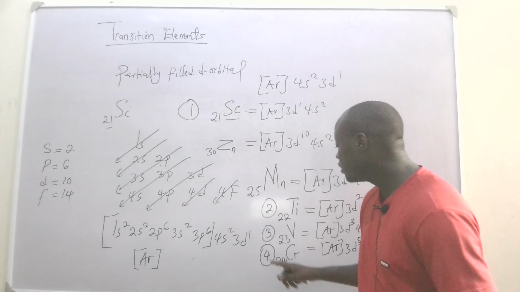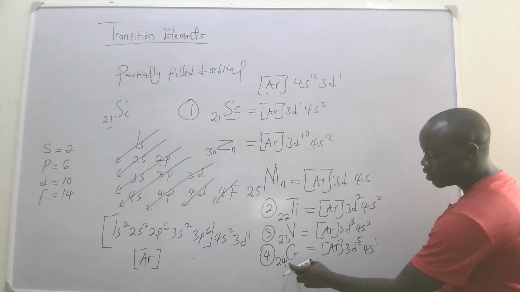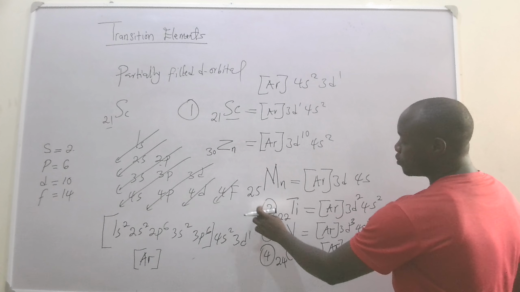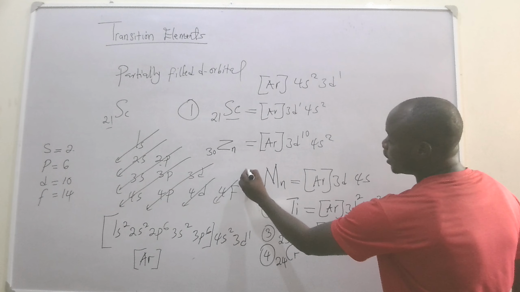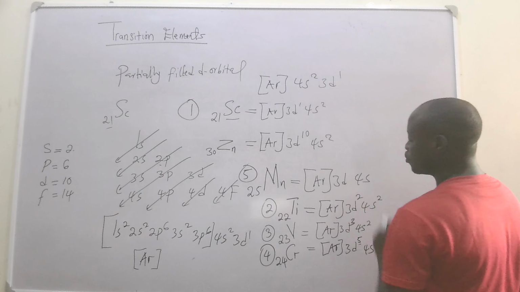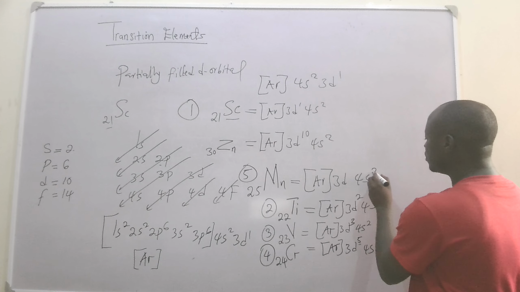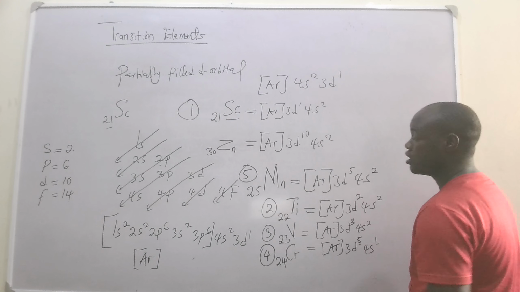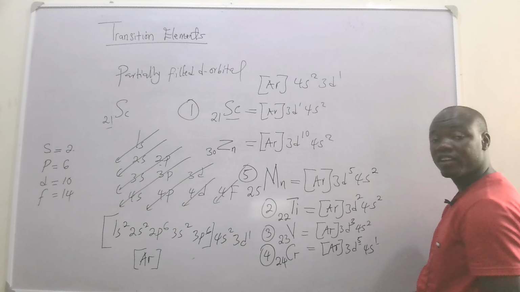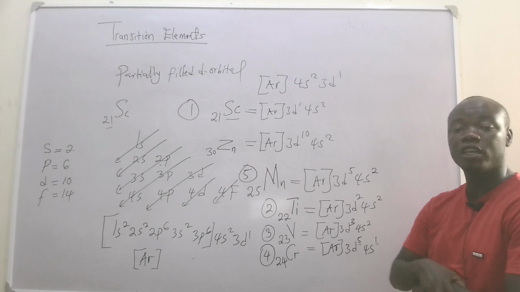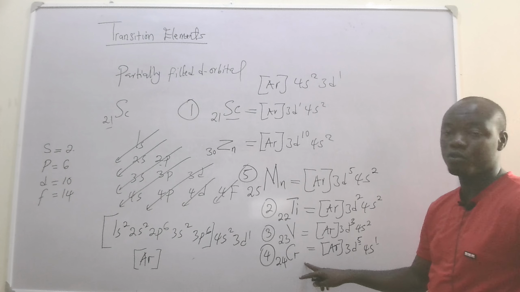So after chromium, then the next element, so we have 1 there, we have 2 here, we have 3, we have 4, and then this is number 5, sorry, manganese. So manganese has 25, so here we are adding 2, and then here we are adding 5. So I can even ask you, between manganese and chromium, which one do you think is more stable? The answer is chromium.